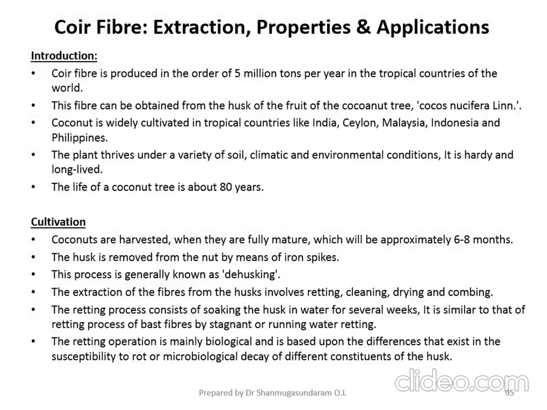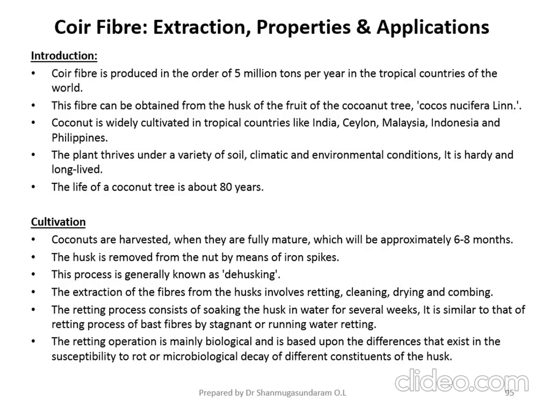The plant thrives under a variety of soil, climate, and environmental conditions. It is hollow and long-lived. The life of a coconut tree is about 80 years. Now let us discuss the cultivation. Coconuts are harvested when they are fully matured, which will be approximately 6 to 8 months. The husk is removed from the nut by means of iron spikes. This process is generally known as dehusking.